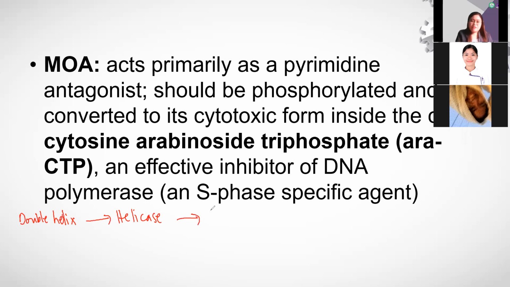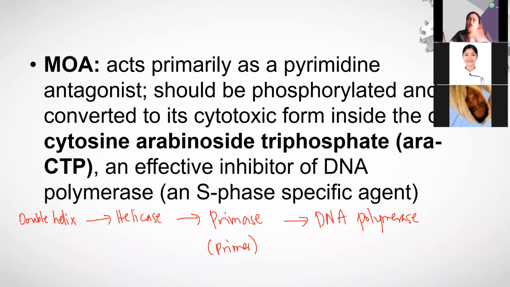Pag nahiwalay na yung dalawang strand, after that, the enzyme na mag-work is the primase. This is to make the primer for the DNA. Parang paunang strand na yun yung parang magiging signal ng start na ng replication. Now, after the primase, the one that will be at work now is the DNA polymerase. So si DNA polymerase na yung magkakopy ng mga codon doon and mangyayari na talaga yung DNA replication. So if you inhibit that using the cytarabine, then walang DNA na mangyayari, DNA synthesis.